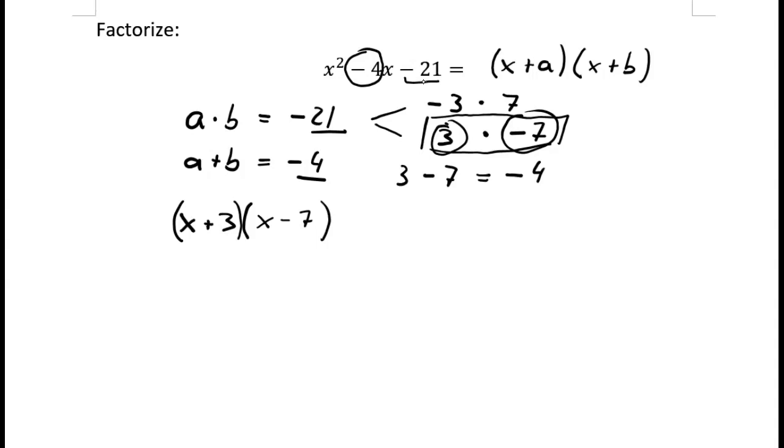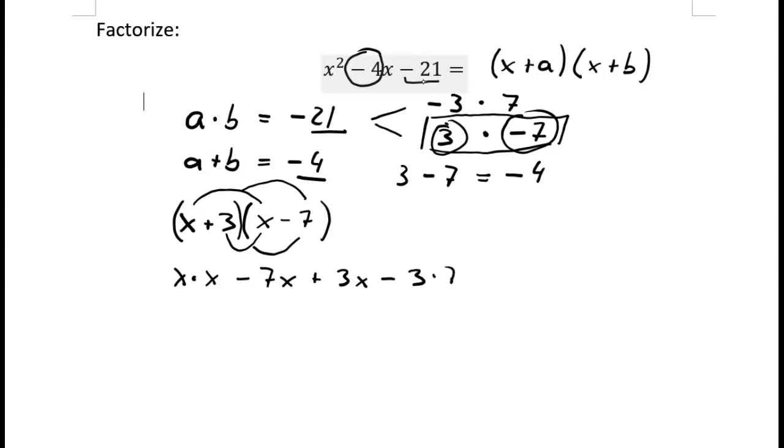Now of course we can see whether this is correct, and we can do the test. So we can multiply this out again. So we get x times x, and we do it again, minus 7x plus 3x, minus 3 times 7. And we've got x squared, minus 7x plus 3x gives us minus 4x, minus 3 times 7 is 21.